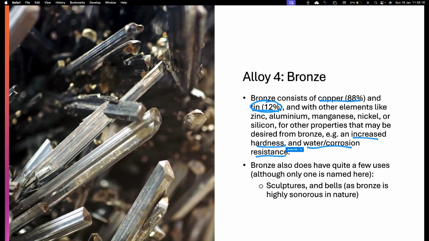Now, bronze also has a few uses. It is strong and durable, we know that. But one key feature of bronze is that it's very sonorous. Thus, we know it creates a clear sound when it's struck. Because of this, bronze is usually used in bells, sculptures and statues, mainly. So this is our fourth alloy, which is known as bronze.